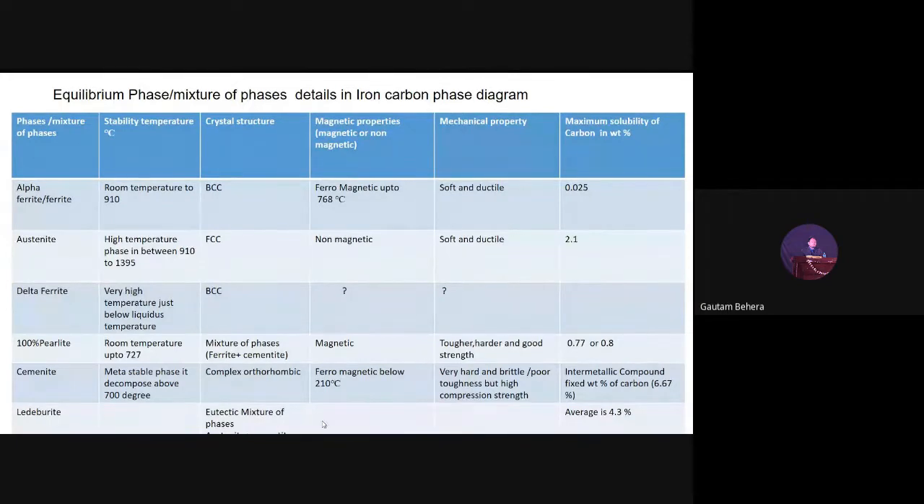Ledeburite is a eutectic mixture of austenite and cementite. And what about its properties? I have no idea. And the average composition is 4.38% of carbon.